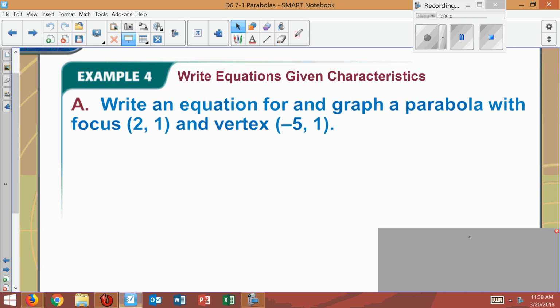Example 4, write equations given characteristics. Write an equation and graph a parabola with a focus of (2, 1) and a vertex of (-5, 1). Well, let's first plot those points and see what we're working with.